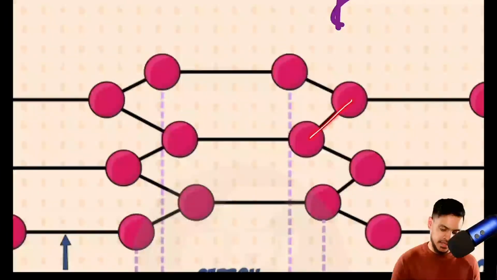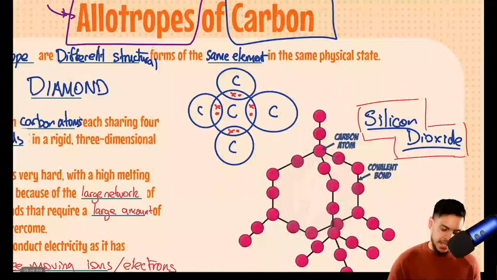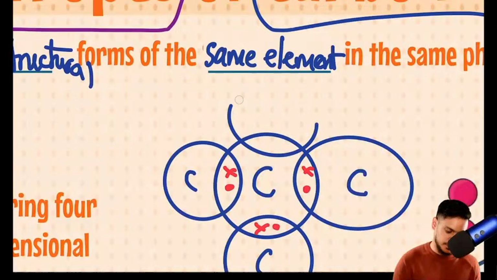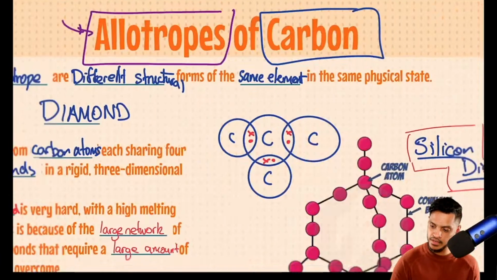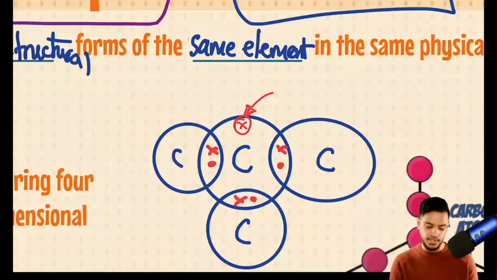Here in graphite, can you see each carbon is bonded to 3 other carbons? 1, 2, 3, forming a hexagonal ring. That means one of its electrons is not being used because it's only bonding to 3 other carbons. So it's got 1 spare electron. Do you know what that does? This delocalized electron, why is that unique?